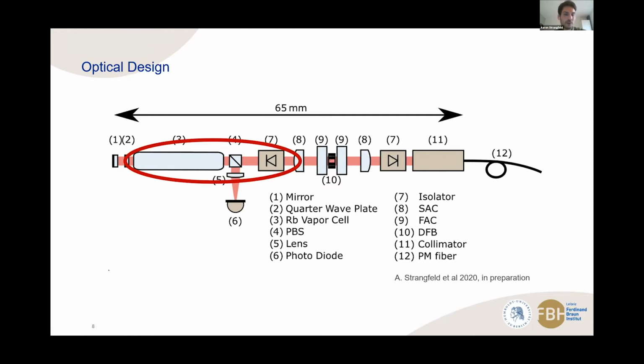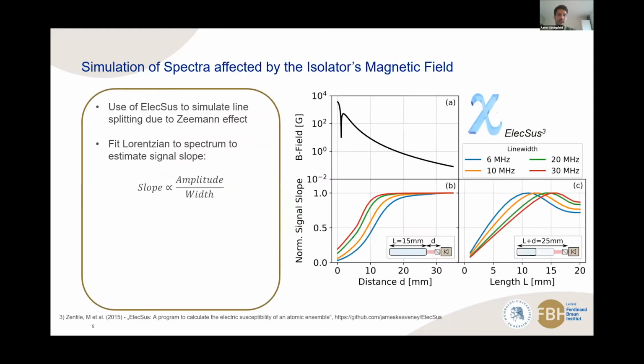So what? The problem is that we're using really narrow lines, and lines in the hyperfine structure of rubidium get affected by magnetic fields through Zeeman splitting. So if we have a magnetic field close by, this will broaden our line, and as you remember, this will deteriorate our performance. And for this purpose, I did simulations about the effect.